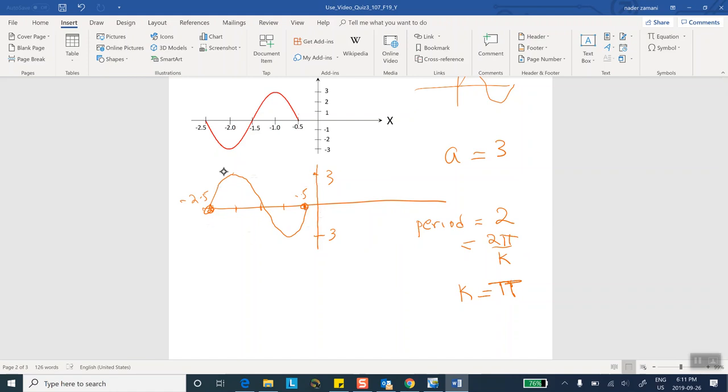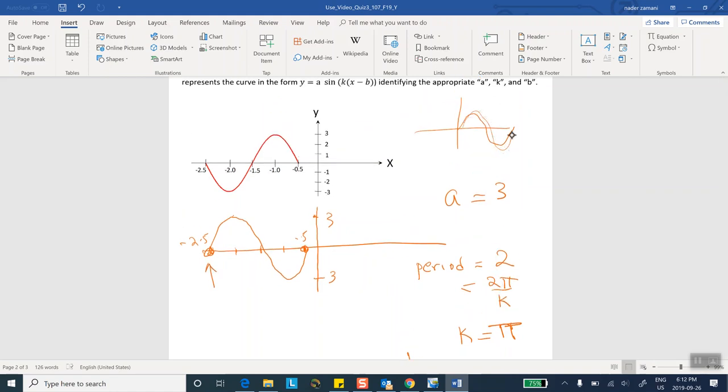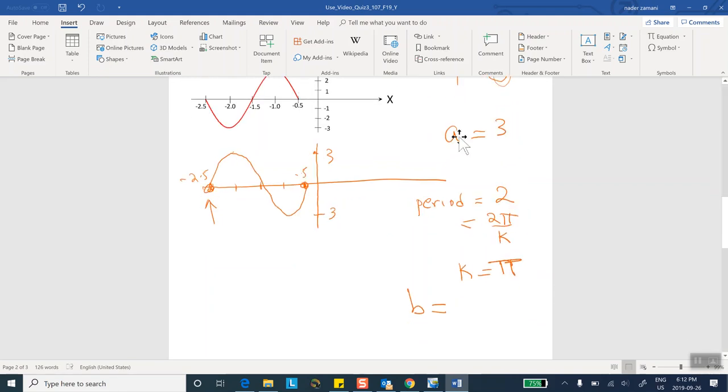If you look at this diagram here, the phase shift is the distance that we have moved to the left. In other words, the phase shift deals with taking the actual sine curve, which is here, and shifting it to the left, and the amount that this point goes to that point is the phase shift. So B is equal to minus 2.5. B is minus 2.5, K is pi, A is 3.